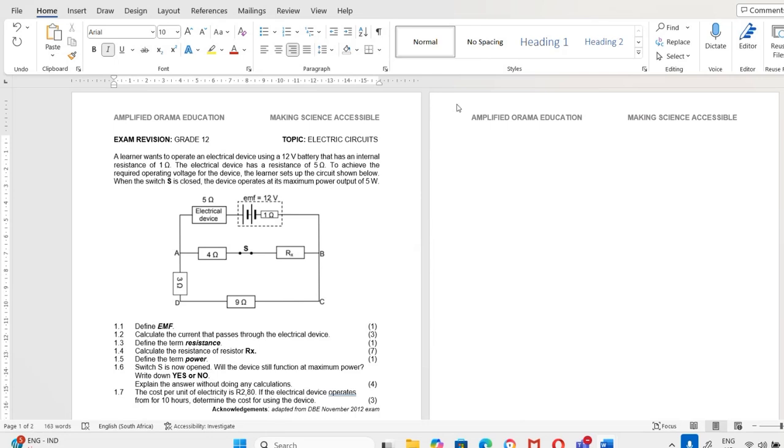Now, the first question says we must define EMF. So EMF is the total energy supplied per coulomb of charge by the cell.